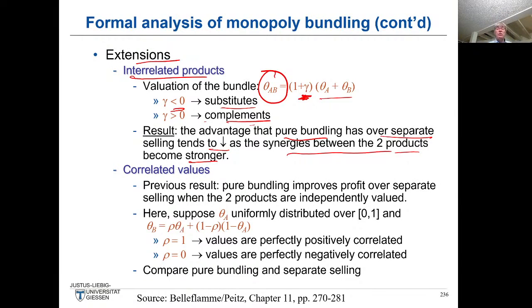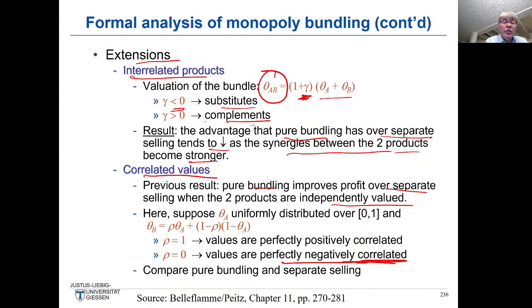What is more interesting is these correlated values. So what we previously had is that pure bundling improves the profit over separate selling when we had two products which were independently valued, but, and that's really important, where we had heterogeneous consumers. But we couldn't say that if a consumer's willingness to pay for product 1 is high, we know that product 2 has a low willingness to pay. That's different. What we look into now is if we allow for some correlation.